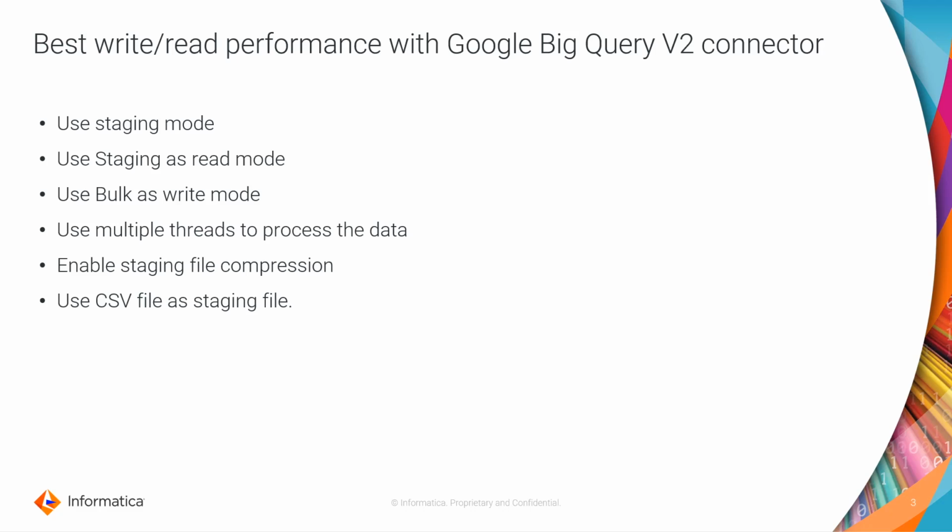Now, using staging mode is good when your source or your target is Google BigQuery, but the other source or the other target is not Google BigQuery. If both your source and your target are inside Google BigQuery, you can use pushdown optimization, and that will give you the best performance. And we will do a little demo so you can see where you need to specify all these settings.